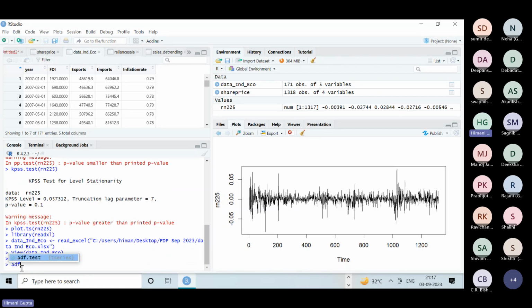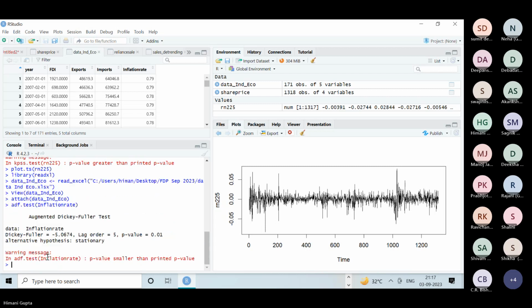So adf.test and inflation. Now see, you can see that this data is already stationary, so I don't have to convert it. Now suppose if this data were not stationary. Inflation is never in rupees or any currency. It's never in price. It's always in percentage. So what you have to do, you can store the data with, let's say, dinflation.